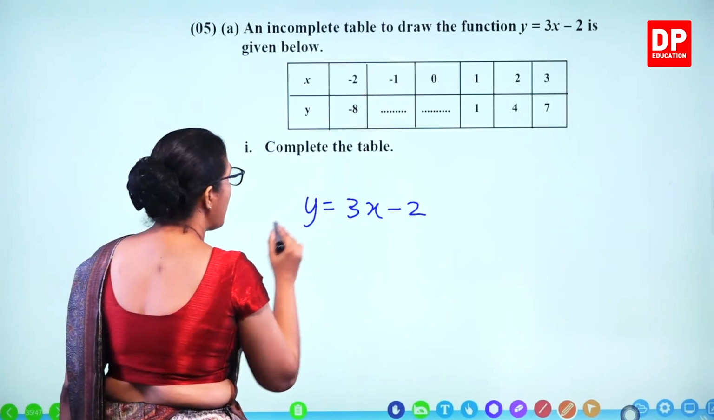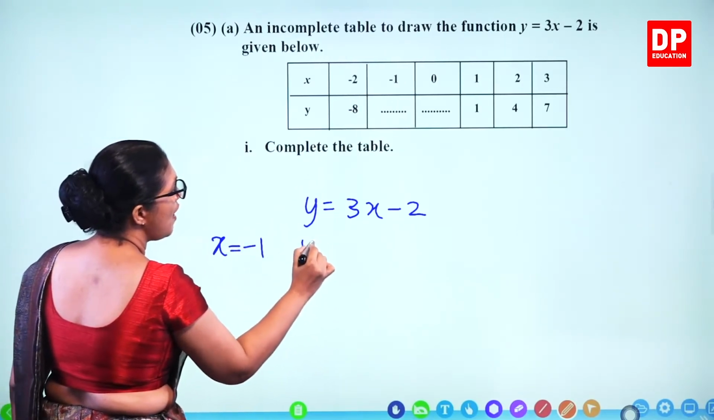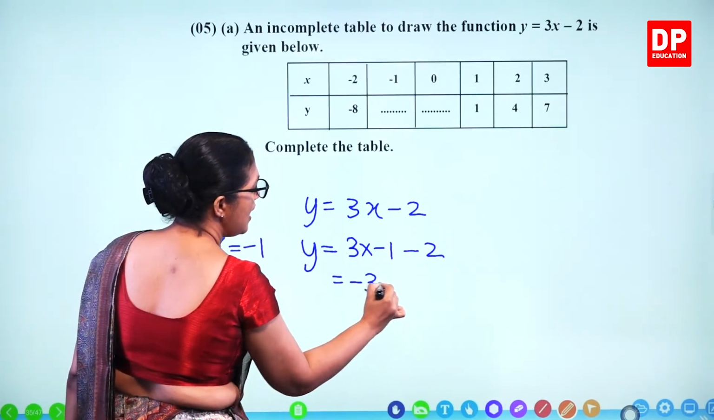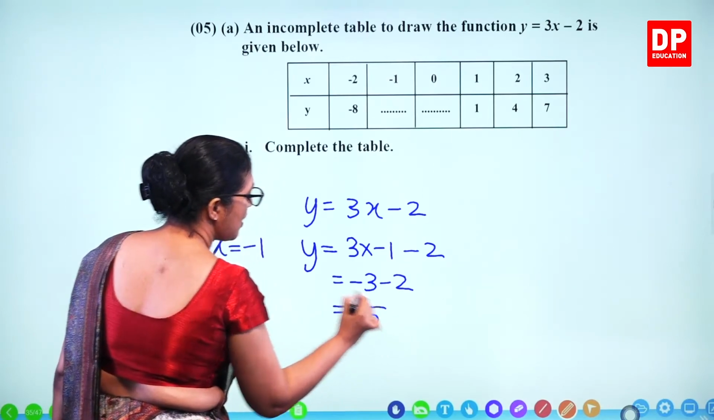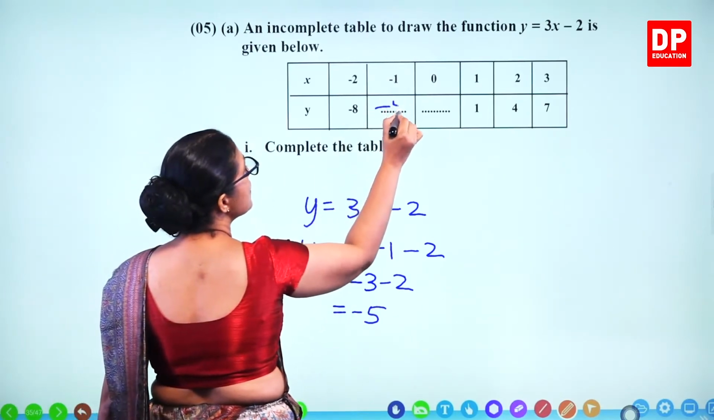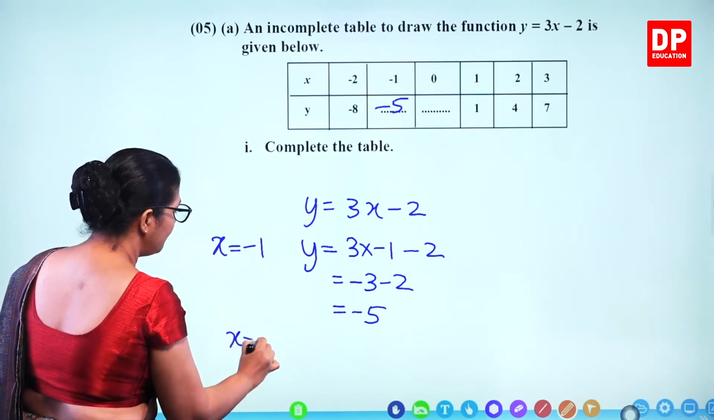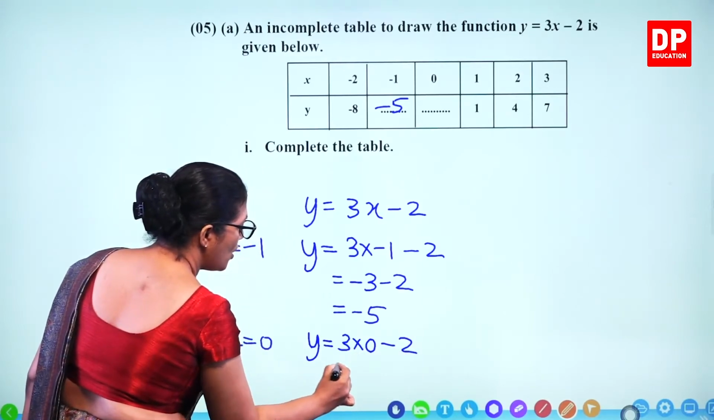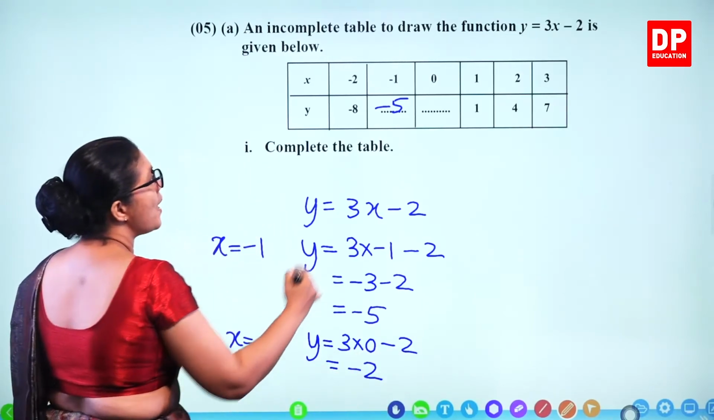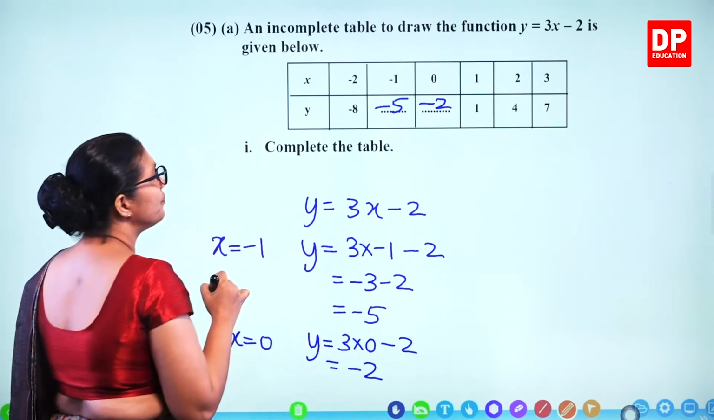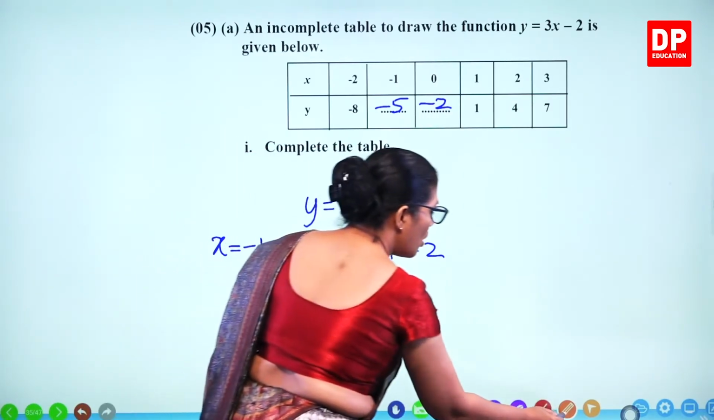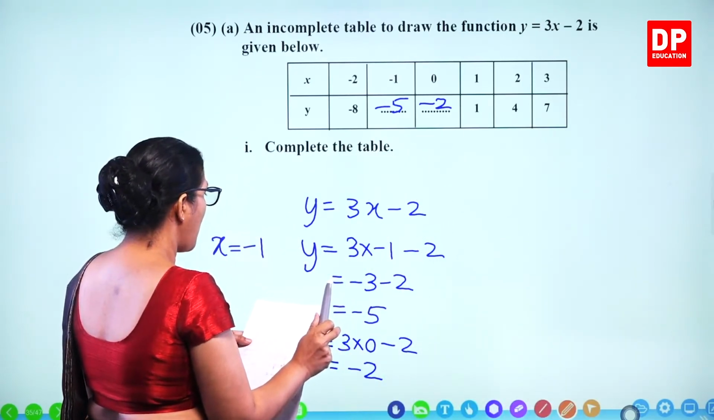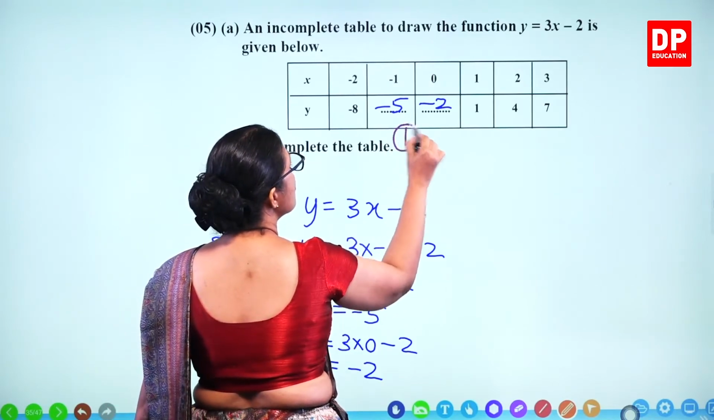When x equals minus 1, you have to find out the y value. Substitute minus 1, minus 3 and minus 2. You get minus 5. So this is minus 5. When x equals 0, substitute 0 for x. 3 times 0 minus 2. 0 minus 2 is minus 2. So this is minus 2. So 2 marks for this step. So you are just getting minus 5 and minus 2, 1 mark each.